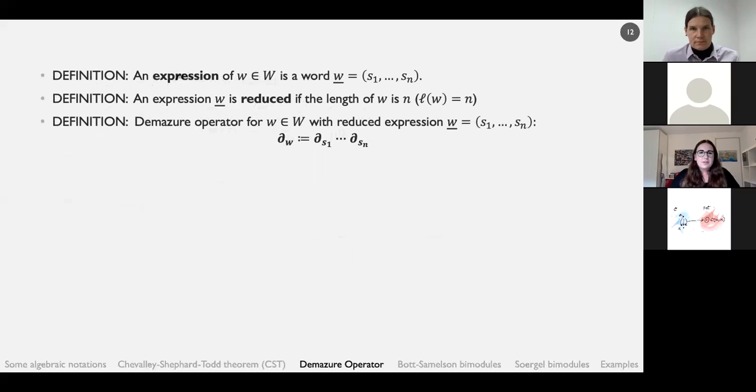An expression of w in W is a word w that consists of s_1, s_2, and so on. And we call the expression reduced if the length of w is n. We can also define the Demazure operator for an element w in W with reduced expression s_1 until s_n. Then the Demazure operator of w is the product of the Demazure operators of all the s_i.